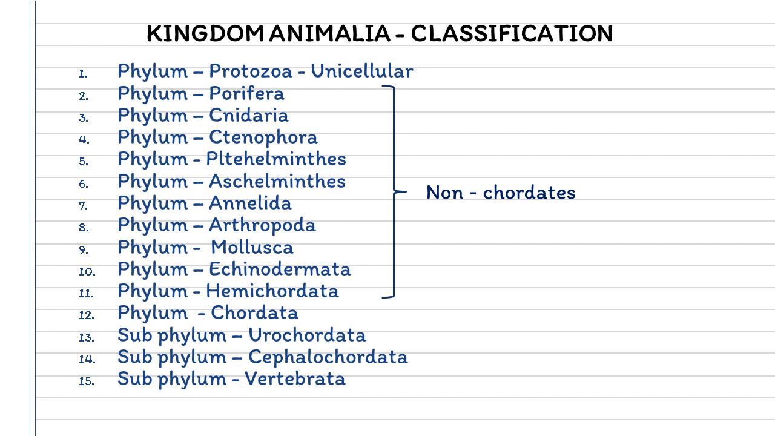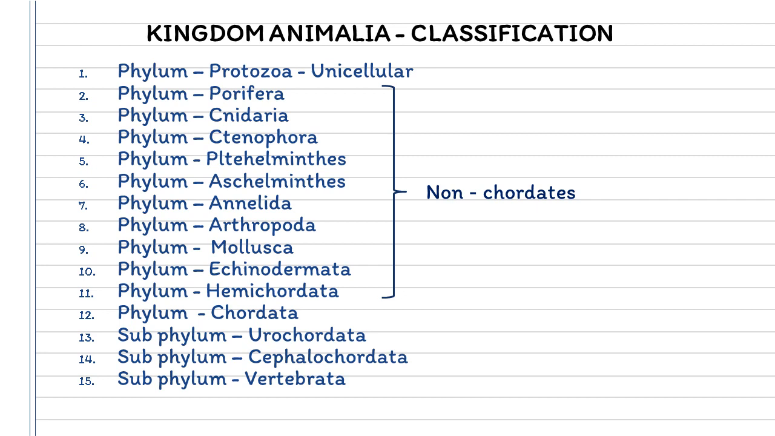The phylums are phylum Protozoa, phylum Porifera, phylum Cnidaria, phylum Coelenterata. Phylum Cnidaria is otherwise known as phylum Coelenterata. Next is phylum Ctenophora, phylum Platyhelminthes, phylum Aschelminthes, phylum Annelida, phylum Arthropoda, phylum Mollusca, phylum Echinodermata, phylum Hemichordata, and phylum Chordata. These are the 12 phylums of kingdom Animalia.